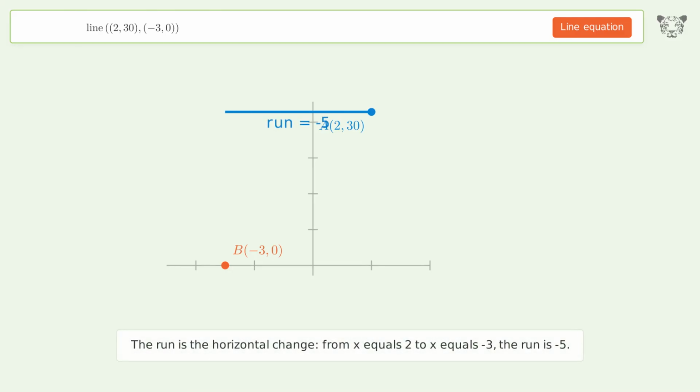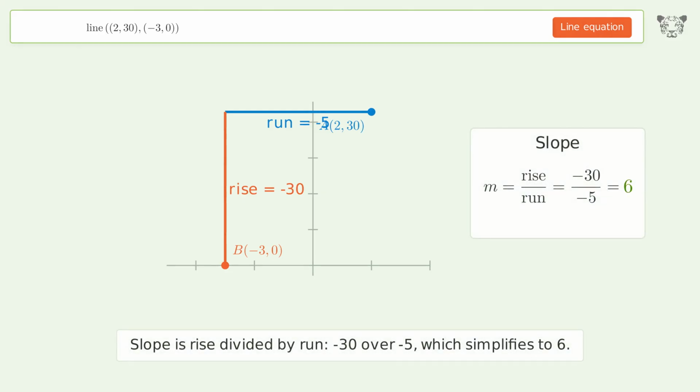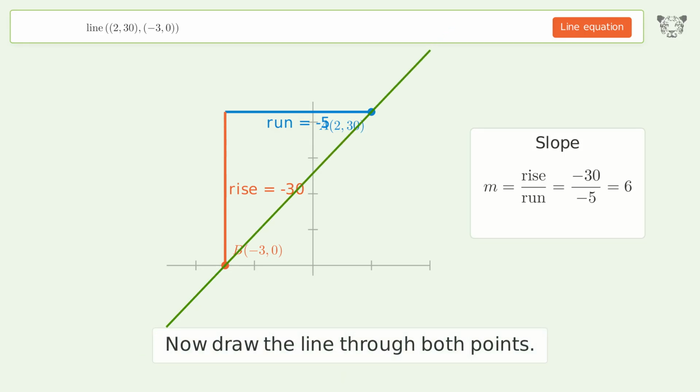The run is the horizontal change, from x equals 2 to x equals -3, the run is -5. The rise is the vertical change, from y equals 30 to y equals 0, the rise is -30. Slope is rise divided by run, -30 over -5, which simplifies to 6. Now draw the line through both points.